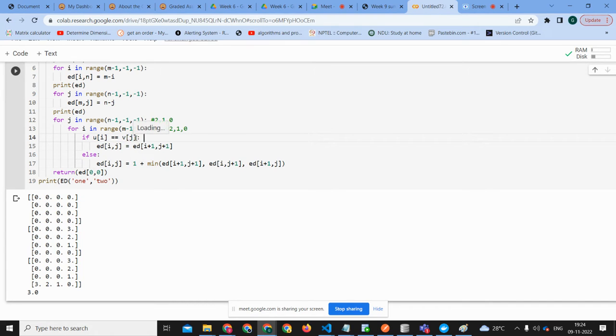So what is it saying? If u of i equals v of j, all right? So u is the first one and v is the second one, right? Yes, I mean the first word and the second word. Basically we are iterating i, and we are checking if they are equal or not. I think for the second word we are checking the last character against any of these three. Am I right? That is what is happening.